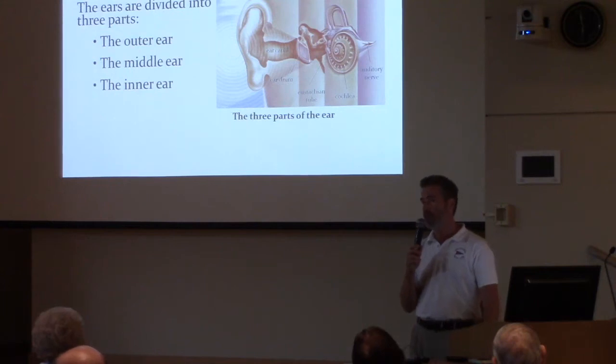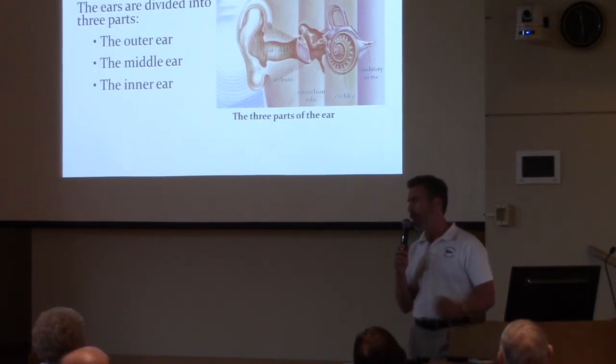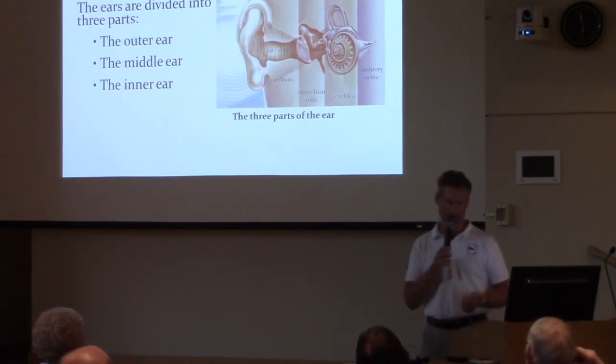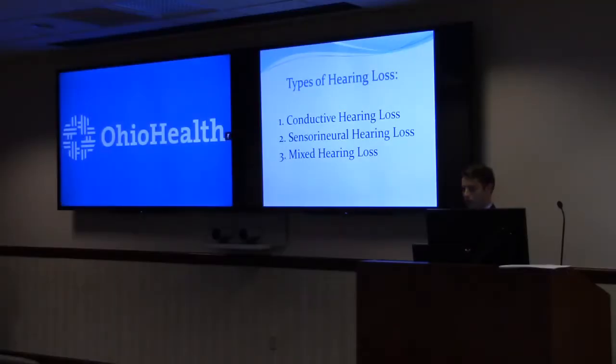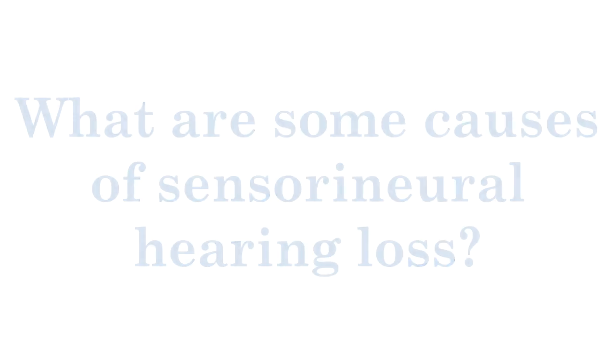So when people have sensory neural hearing loss or neurologic hearing loss, which is the majority of hearing loss, it'll be something affecting the inner ear. There are basically 3 different types of hearing loss: conductive hearing loss, sensory neural hearing loss, or nerve-related hearing loss, and then mixed hearing loss, which is a combination of those 2.